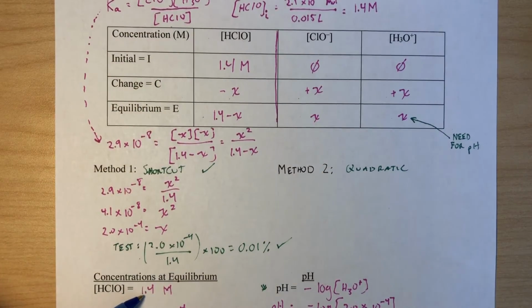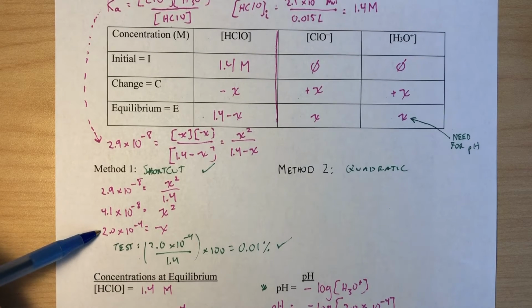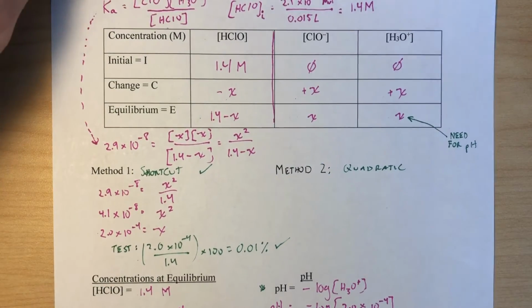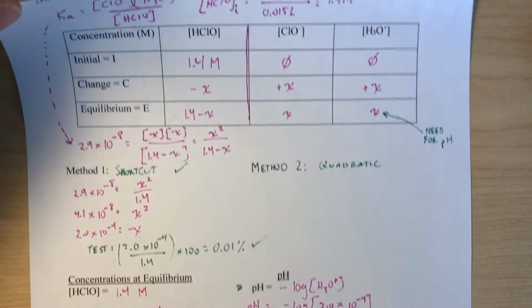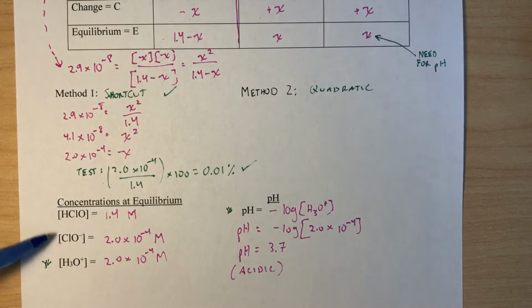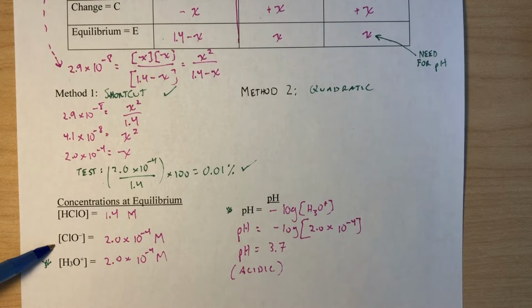You could prove this to yourself and do 1.4 molar minus 2 times 10 to the negative 4th, and you would find that you would round to 1.4. So it would be the same amount. But those small values are going to help us calculate our pH. So HClO is 1.4 molar, ClO- is going to be x, 2 times 10 to the negative 4th molar. Hydronium is also x, 2 times 10 to the negative 4th molar.